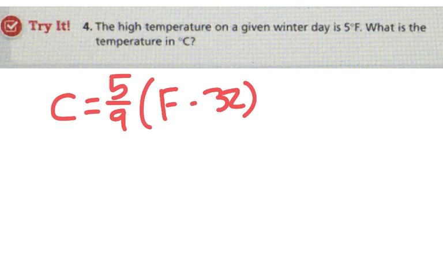So which formula would we want to use here? Because we know what it is in Fahrenheit. So we would want the one where the C is by itself, because C is what we don't know.